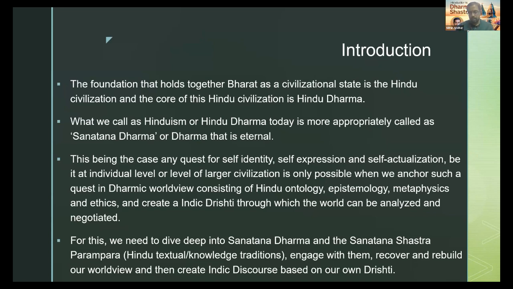What we call Hinduism or Hindu Dharma today can more appropriately be called Sanatana Dharma, a word which often appears in Dharmashastra texts. Esha eva Dharma Sanatana. Certain principles are specifically mentioned as eternal principles. Sanatana Dharma means Dharma that is eternal, Dharma that is perpetual, Dharma that does not have a beginning and hence does not have an end.